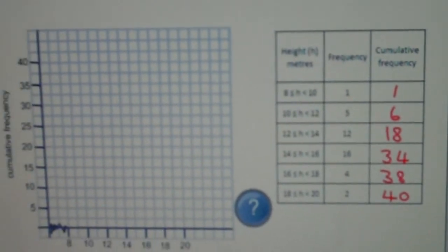So when you come to plot, you plot at the end. So I'm plotting at 10.